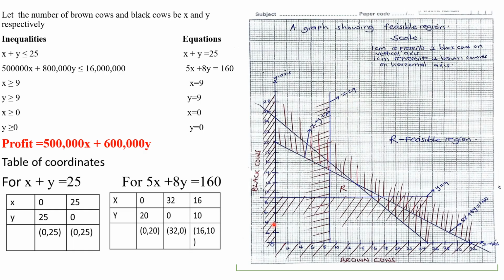So I shade. And remember, because of greater than or equal to, or less than or equal to, all my lines are bold. For the case of greater than or equal to, or less than or equal to, our lines must be bold, as we explained earlier.